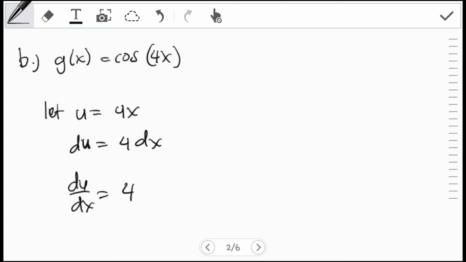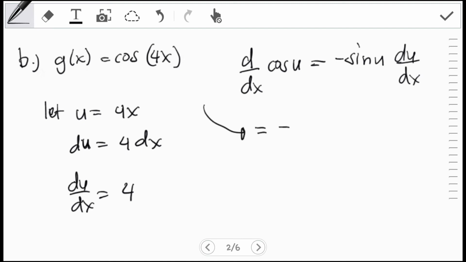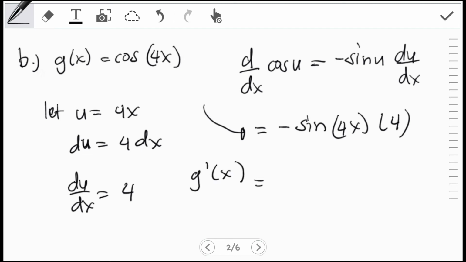So take note, by applying this formula, d over dx of cosine u is equivalent to negative sine u du over dx. So substitute negative sine, where u here is 4x, and du over dx is 4, so multiply by 4. Therefore, the first derivative of g of x is negative 4 sine 4x. So that is the final answer.